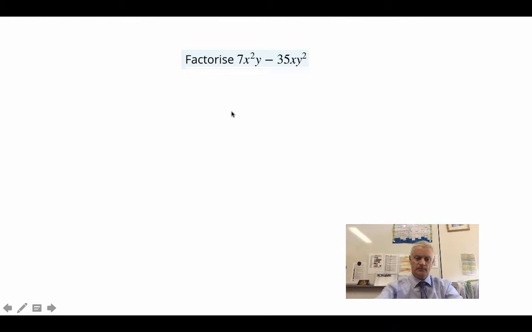Here's another one. Factorize 7x squared y minus 35xy squared. Well, okay, let's look at it systematically here. Let's look at the numbers first. 7 and 35. I can see that 7 is a common factor because I can divide that by 7, and I can divide negative 35 by 7. Easy. What about x's? We've got an x squared and an x, so the highest common factor there is just an x. We can't say it's x squared because there's no x squared in this one.